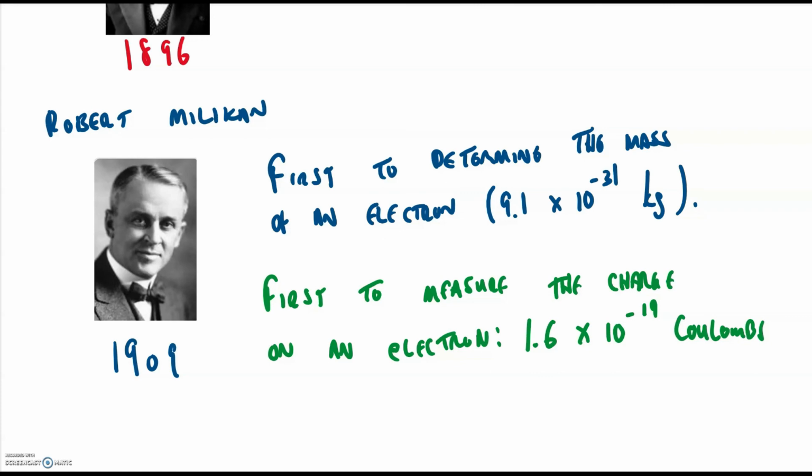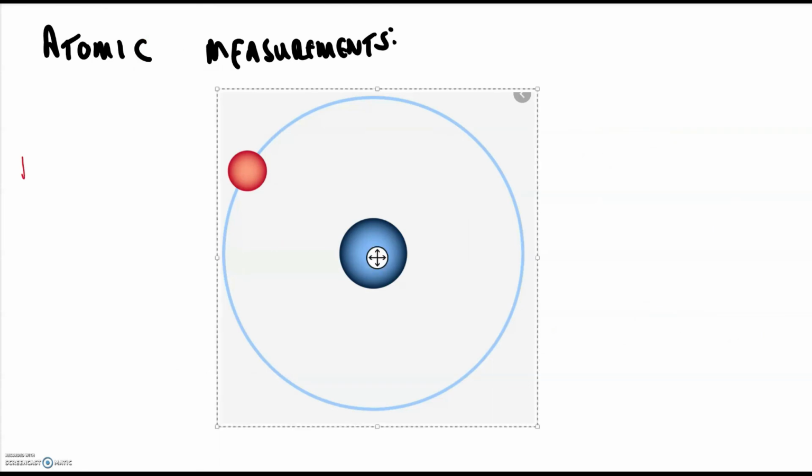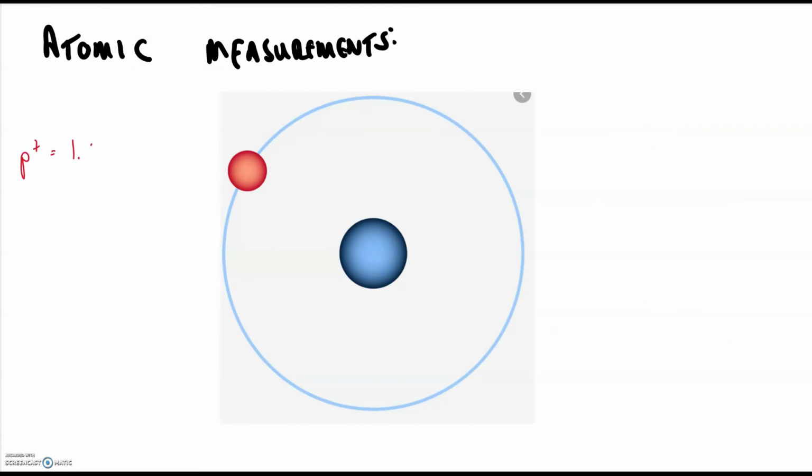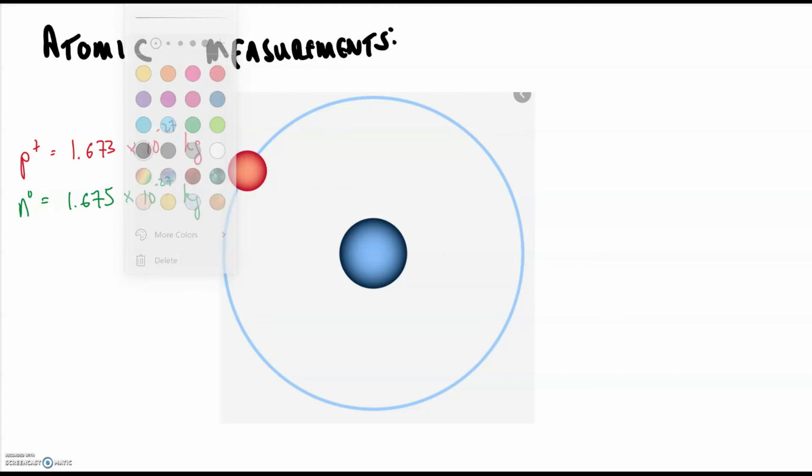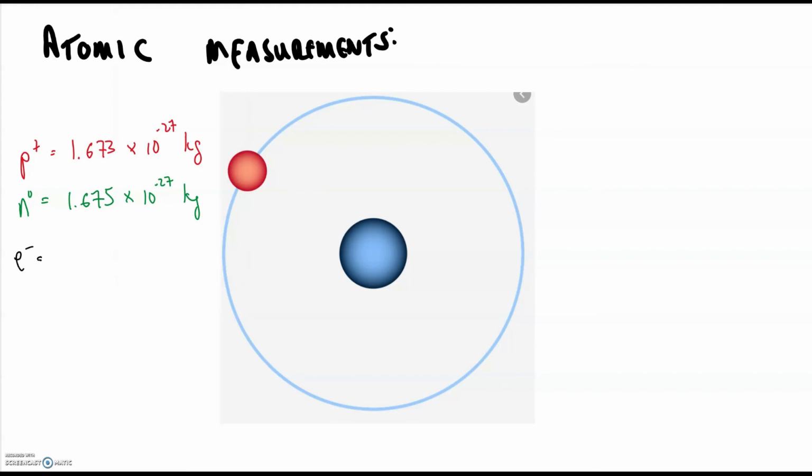So that brings us to this. We know the mass of a proton is 1.673 times 10 to the negative 27 kilograms. We know the mass of a neutron is 1.675 times 10 to the negative 27 kilograms. And we know the mass of an electron is 9.1 times 10 to the negative 31st kilograms.